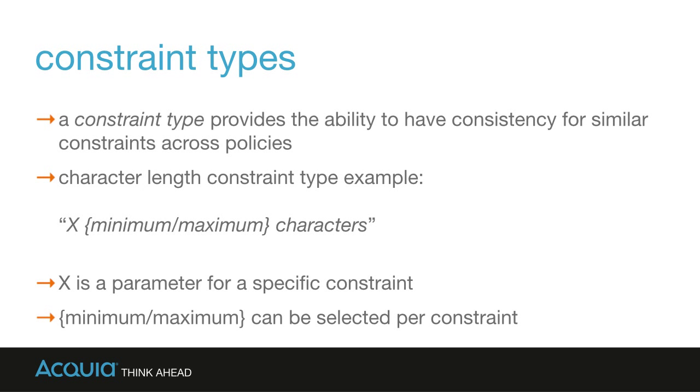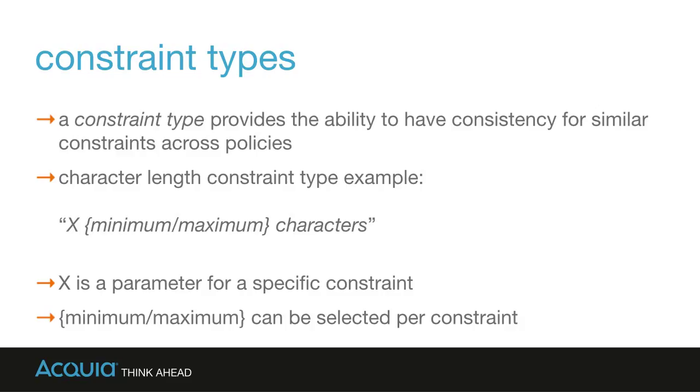So we're going to use a little bit of terminology throughout the presentation, and hopefully this recap of these concepts will make a lot more sense as we go into Drupal 8 and how that all plays in. So we have the notion of constraint types. A constraint type is basically the ability to have a similar constraint across multiple policies.